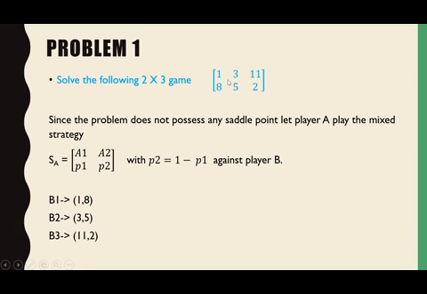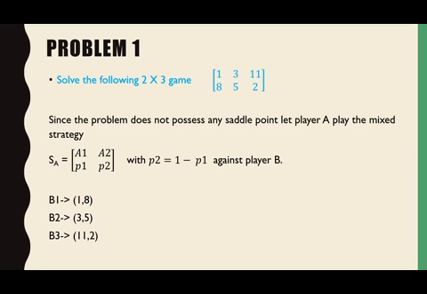As soon as a game is given, what are you supposed to do first? Check whether there is a saddle point or not. Here the row minima is 1. Here the row minima is 2. Here the column maxima is 8. Column maxima is 5. Column maxima is 11. There is no match between the row minima and the column maxima. Therefore, the problem does not have a saddle point.